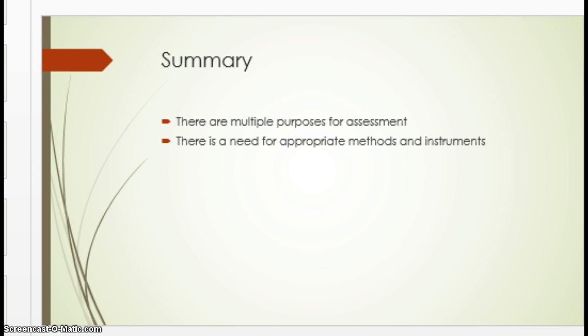Assessment is used for multiple purposes, all of which are important for various reasons. As discussed in previous modules, it is extremely important that the assessment methods and materials are used in appropriate ways and for valid reasons.